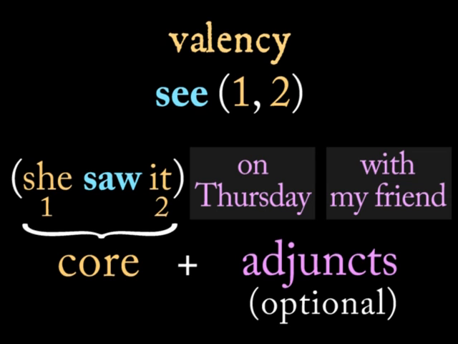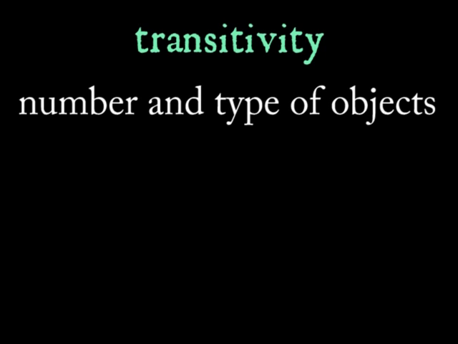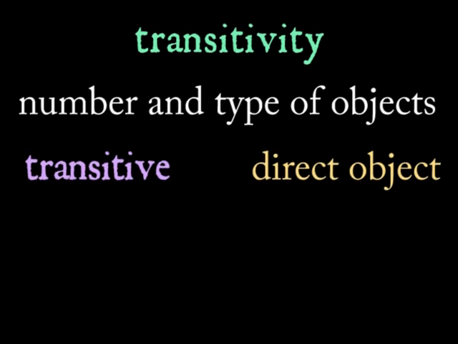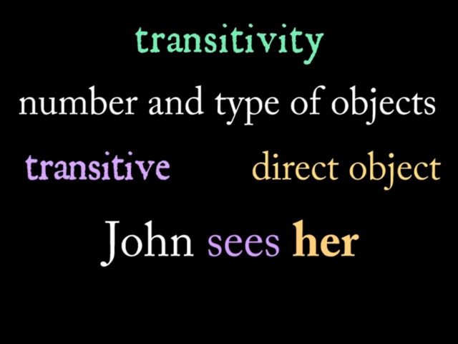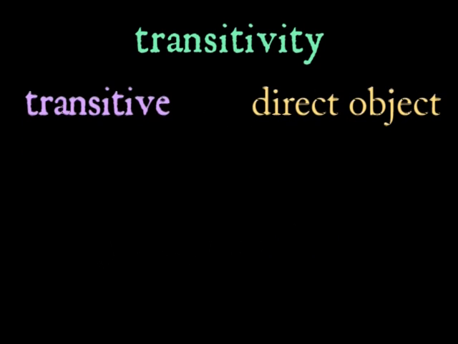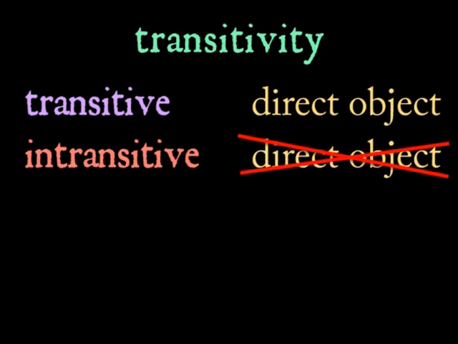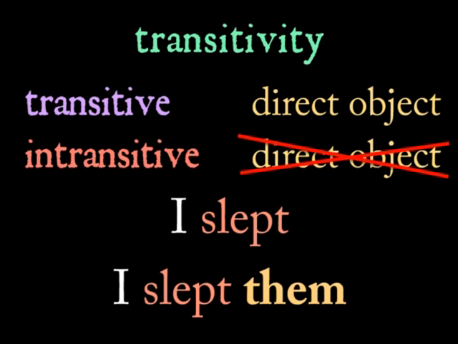We can look at it another way by focusing on transitivity. Transitivity considers what type of objects the verb takes. Transitive verbs take a direct object. I say John sees her because see takes a direct object, in this case, her. Intransitive verbs do not take a direct object. You would say I slept, but probably not I slept them, because sleep is an intransitive verb.